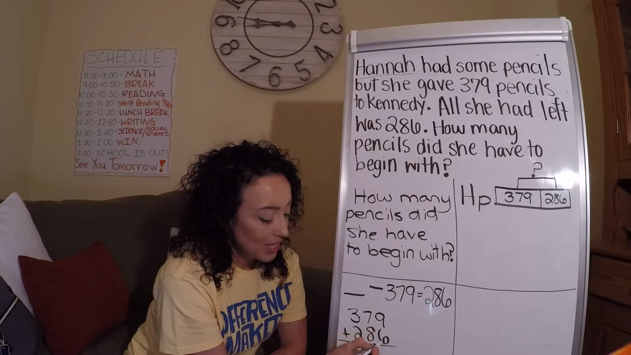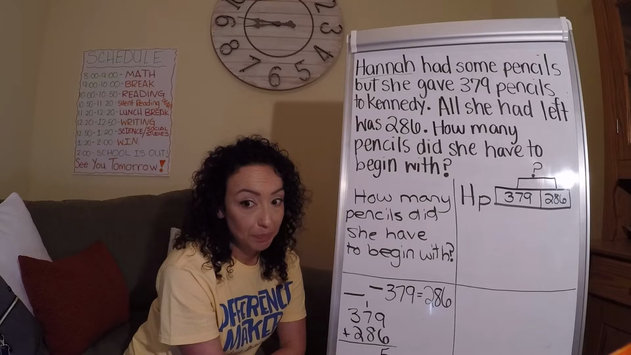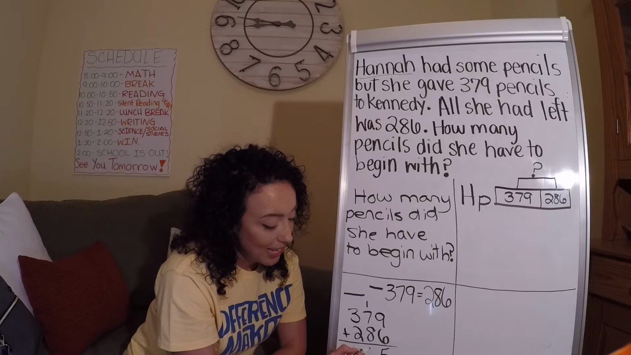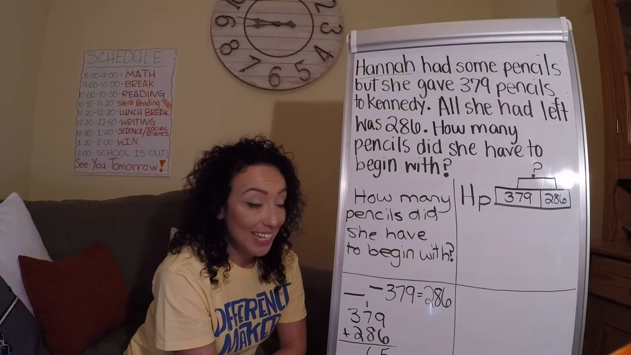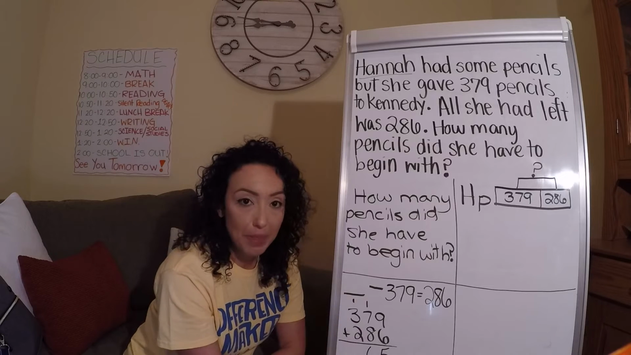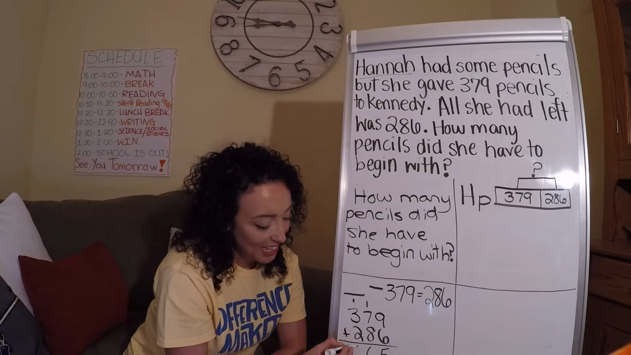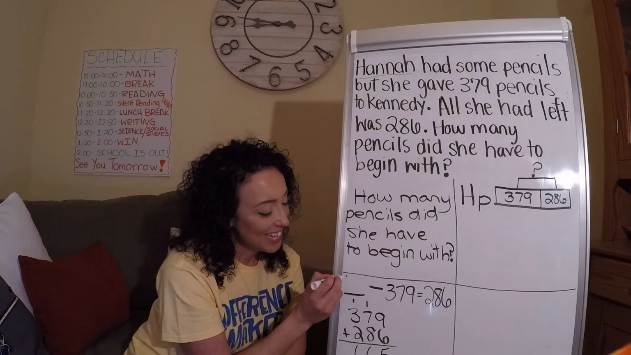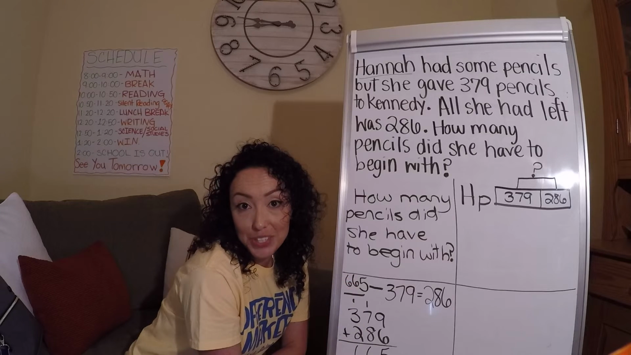So we have 9 plus 6, which is 15. Carry my 10. 1 ten plus 7 tens plus 8 tens is 16 tens, which is 160. So I have to take that 100 and put it up there. 100 plus 300 plus 200 is 600. So my answer is 665. Hopefully you got the same thing.